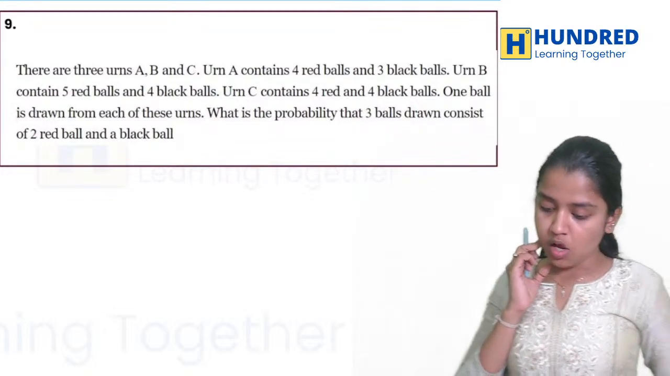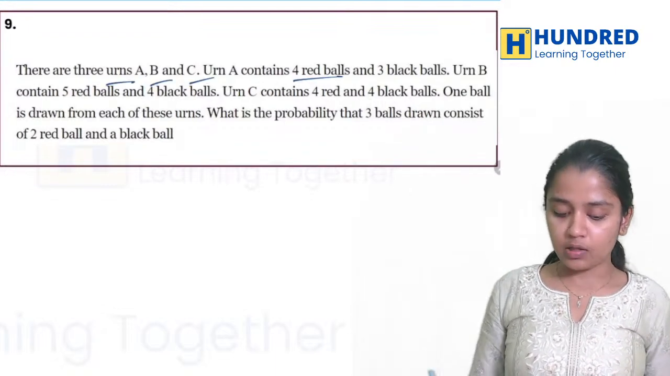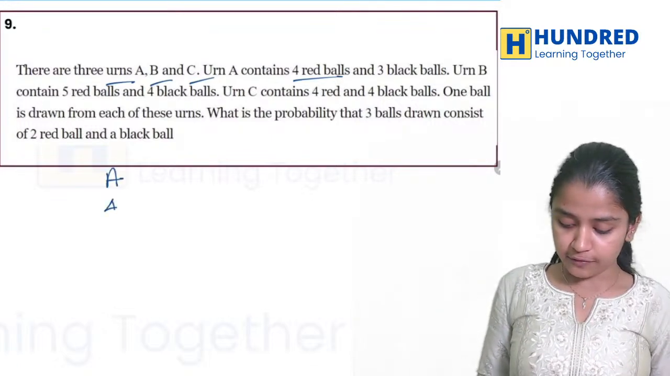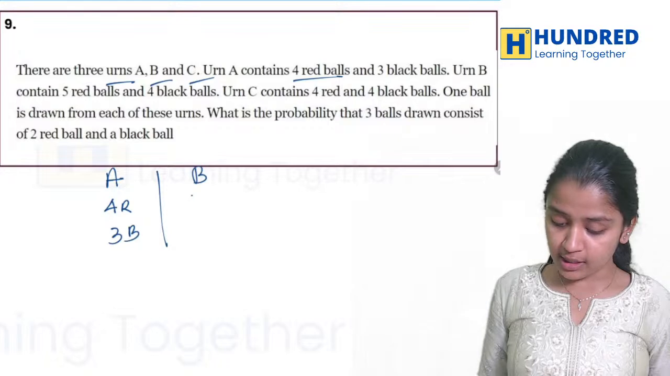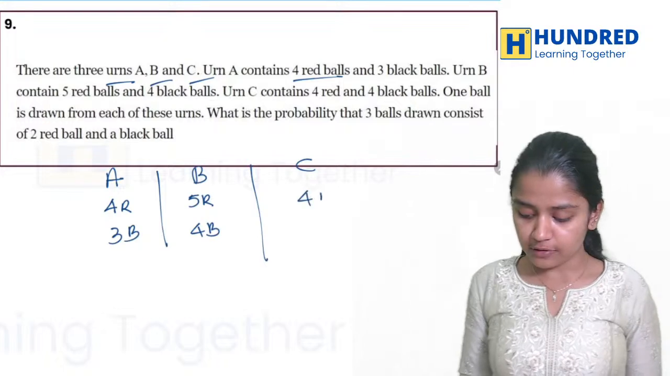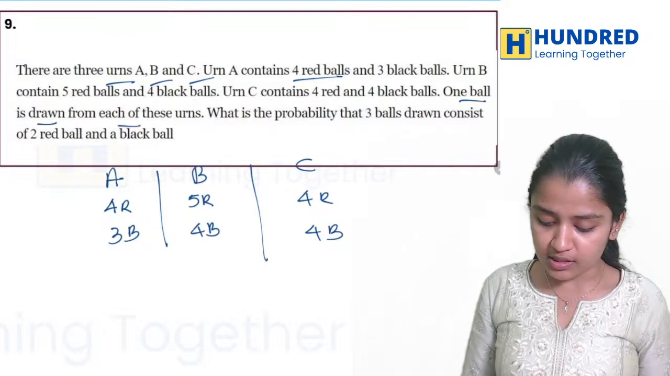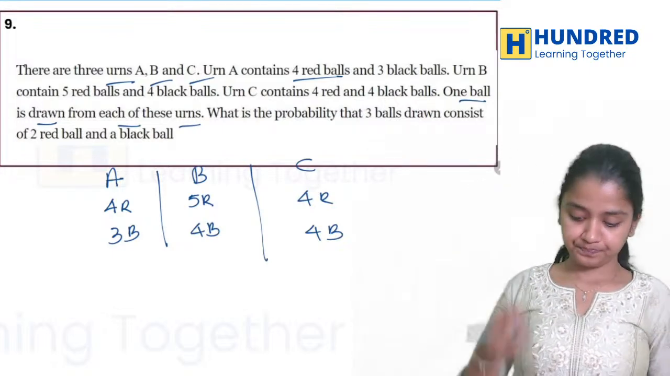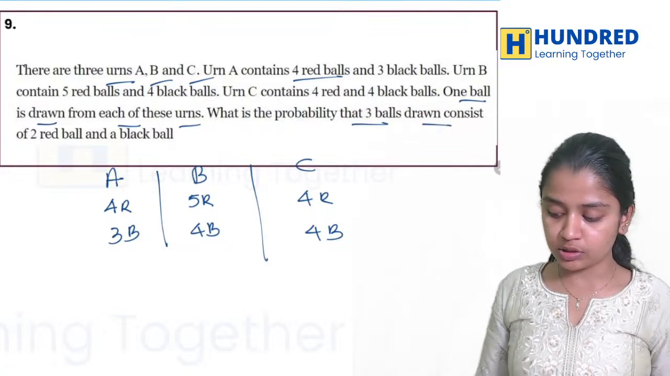Let's go to the next one. So next one வந்துட்டு ஒரு மூணு urns இருக்கு, A B C. Urn A ல வந்துட்டு 4 red balls 3 black balls. Urn B ல வந்துட்டு 5 red balls 4 black balls. So urn C ல வந்துட்டு 4 red balls 4 black balls. So one of the following is drawn from each urn. So ஒவ்வொரு urnல ஒவ்வொரு draws பண்றாங்க, எடுக்கறாங்க.